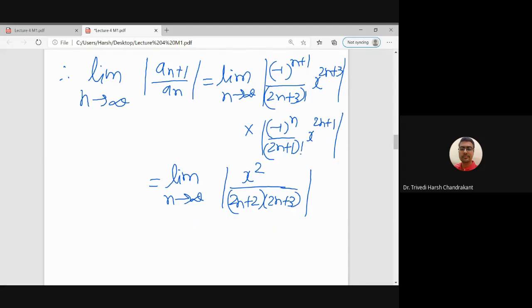So for what values of x is this series convergent? If, for example, x is 0, then what is the limit?